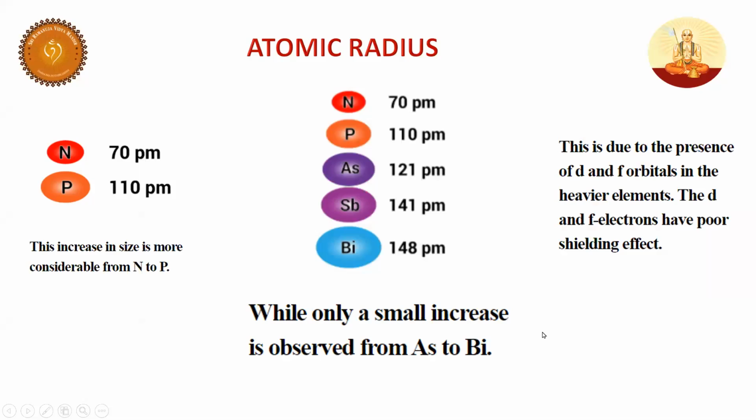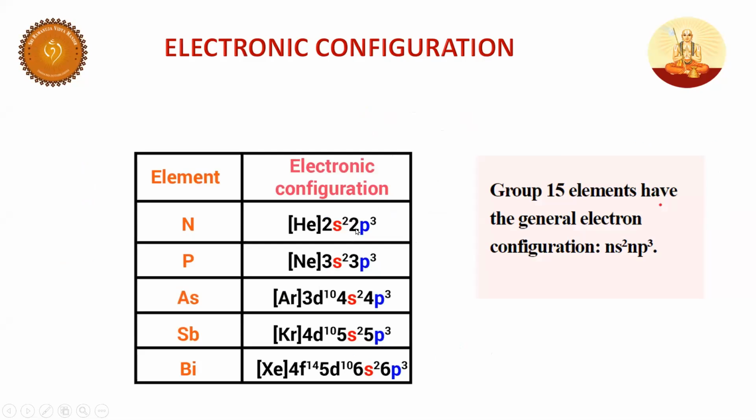Now, let us look at another physical property, that is atomic radius. Students, have a look here. Nitrogen, phosphorus, arsenic, antimony, bismuth. I would like to ask some questions. In general, as you go down, atomic radius increases. Why does atomic radius increase? Have a look here: n equals 2, n equals 3, n equals 4, n equals 5, n equals 6. As you go down, what is happening to the n value? The n value is increasing. So when the n value increases, atomic radius increases.